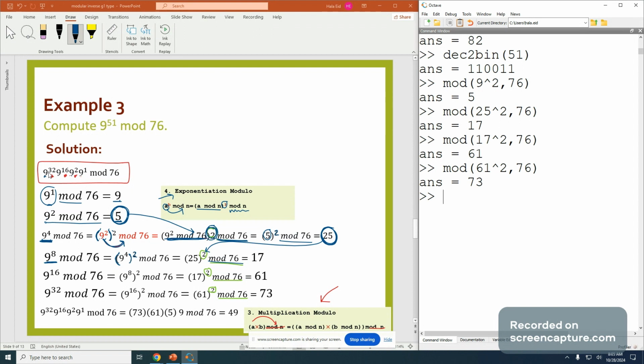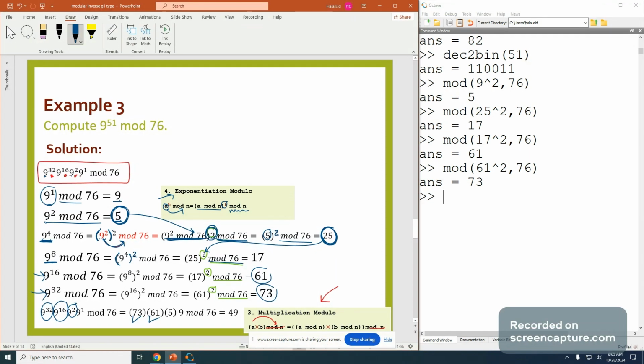And now what we're going to be doing is just replace these values of mod into our first expression to evaluate. So here, what do we have? I have 9 to the 32 mod, and the answer is 73. So I put the 73. Then I need 9 to the 16 mod, and the answer is 61.